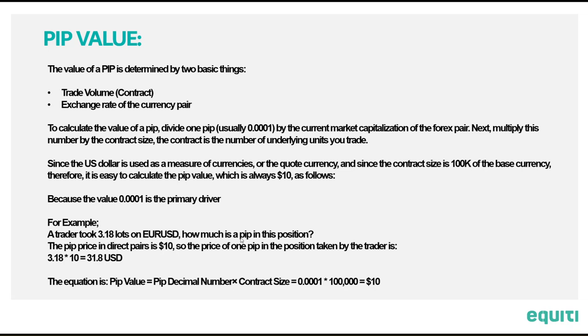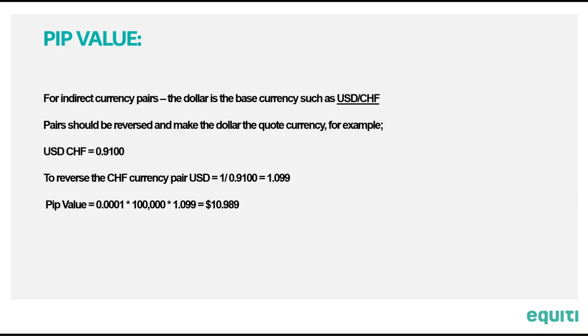How much is a pip in this position? So the pip price in the direct pair is $10 for, let's say, one lot. So the price of one pip in the position taken by the trader is 3.18 times 10, which is 31.8 USD. The equation means pip decimal number multiplied by contract size gives you your pip value.